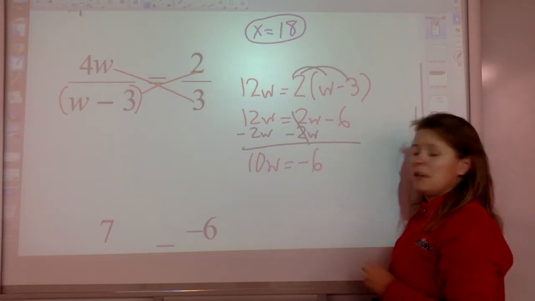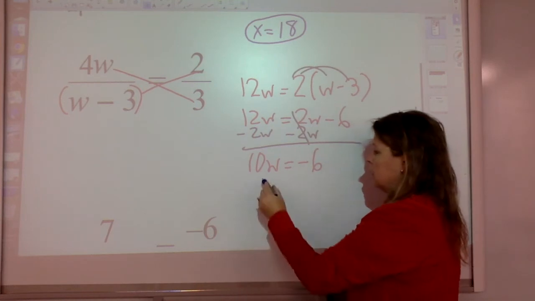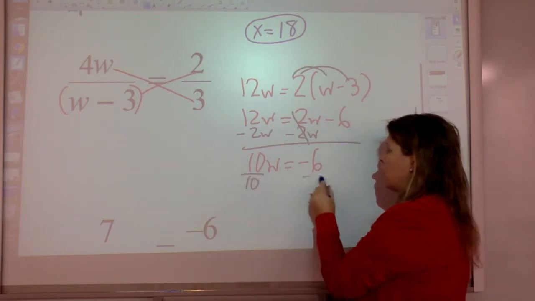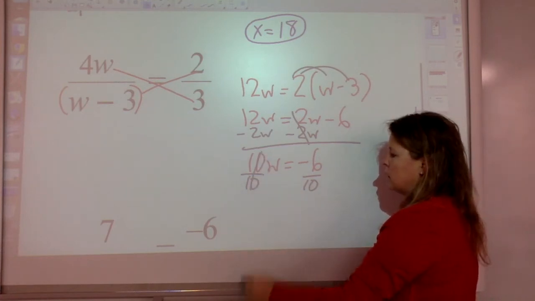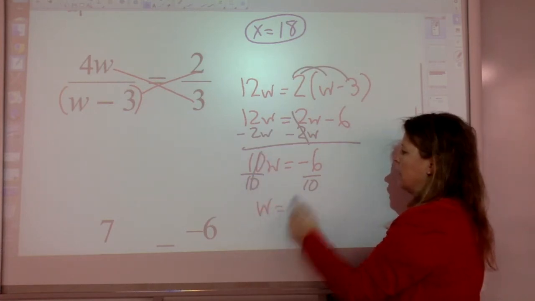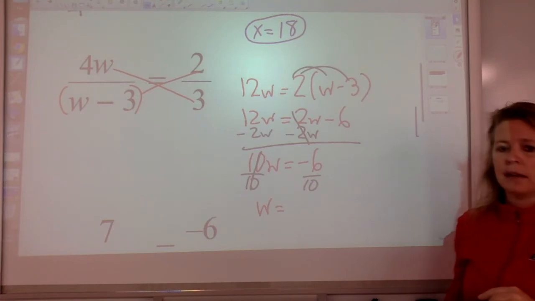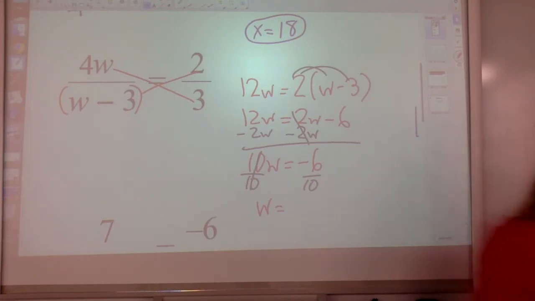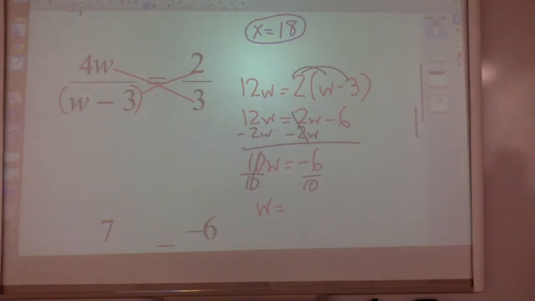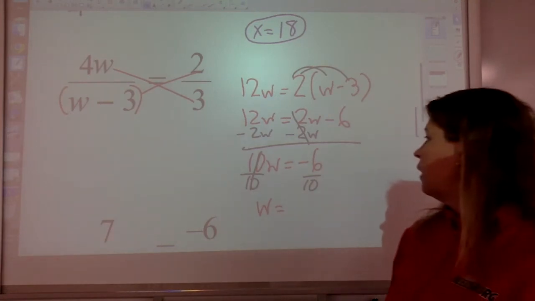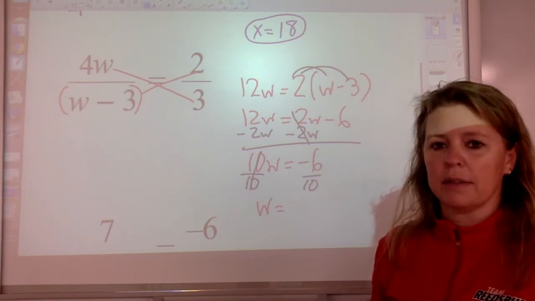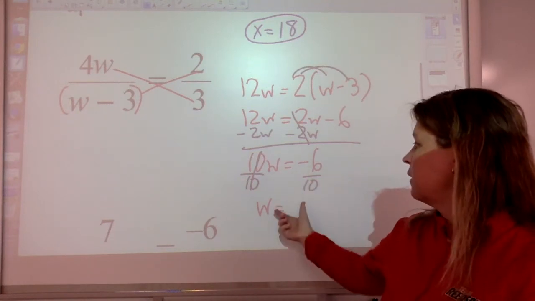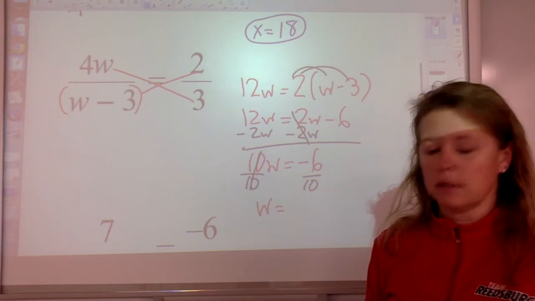Some of you foresee what's going to happen already. It's okay. It's not wrong. This is gone, so you're left with W over here. You're not okay leaving it as negative 6/10. But you're also not okay leaving it as a decimal. You can't put it in your calculator and get negative 0.6. We will always answer these equations as fractions.